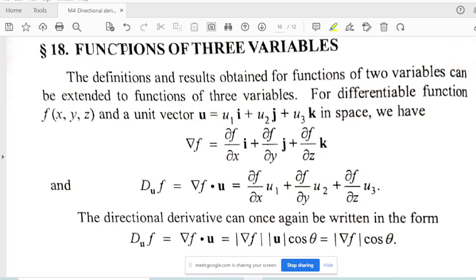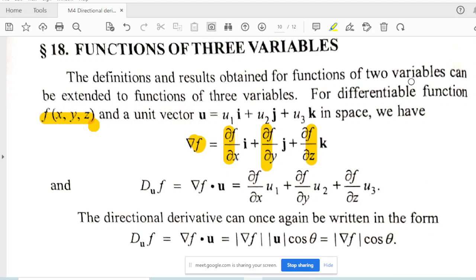Now next is functions of three variables. Here we are going to consider a function in three variables f of x, y, z. How do we find its gradient? It is the same as what we did before, no difference, except that a k cap also comes. So the gradient del f for a function in three variables is equal to dou f by dou x i cap plus dou f by dou y j cap plus dou f by dou z k cap.